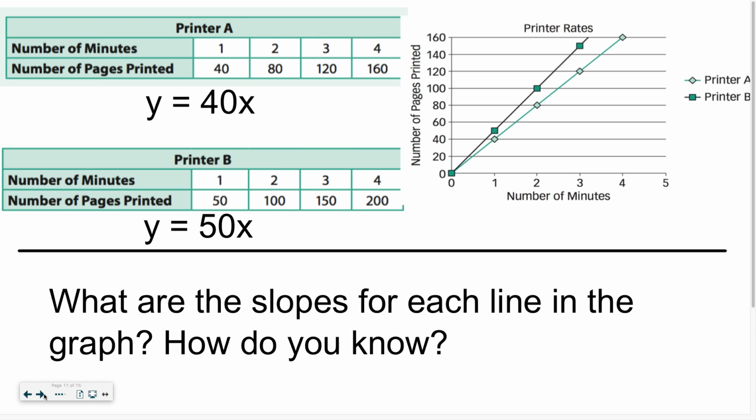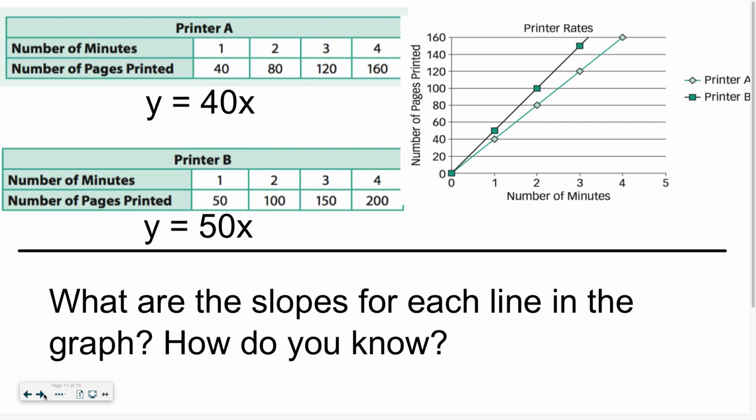Okay, so what are the slopes for each line on the graph? What's another word for slope that we talked about last week? Slope, constant of proportionality, and unit rate are the same value. So what's the slope of these equations?